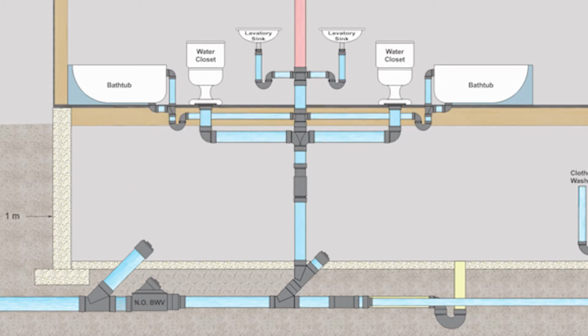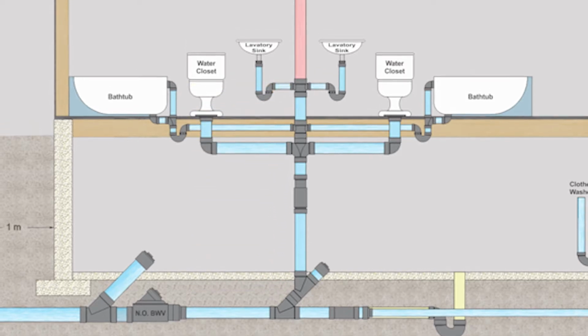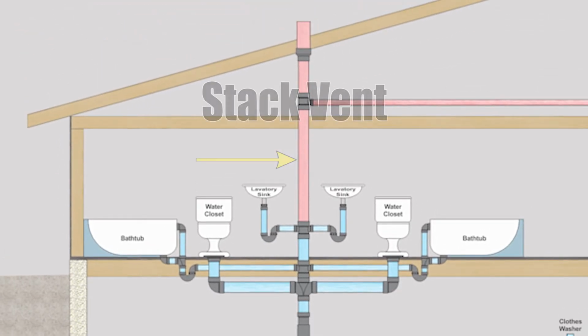The main soil or waste stack starts down here and travels all the way up until we get to where these two lav sinks join in. Above that, where the pipe goes red, is called a stack vent.